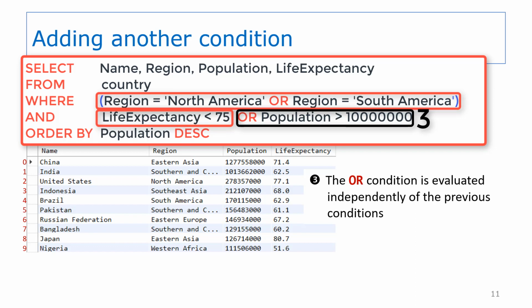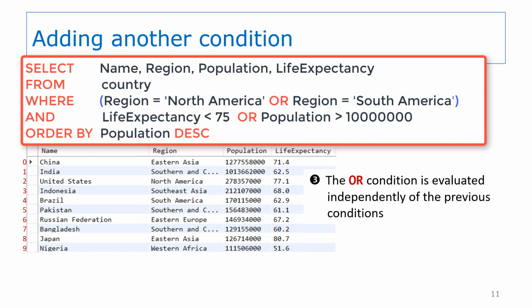This throws everything off. The result set is now including data for all countries with a population over 10 million. It also includes the North or South American countries with a life expectancy less than 75. But our informal statement request was for only North or South America countries with a life expectancy less than 75 or with a population over 10 million. The culprit, so to speak, is once again the order of precedence evaluation.